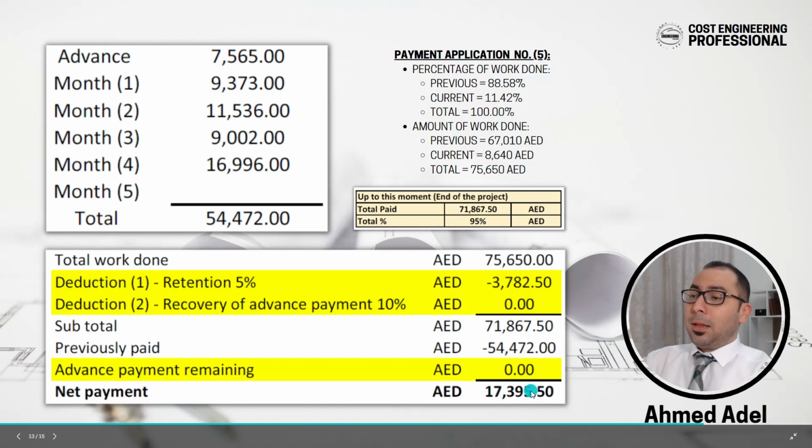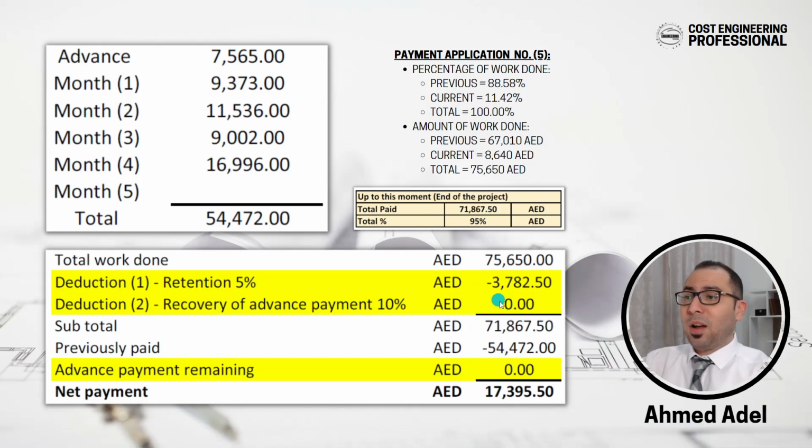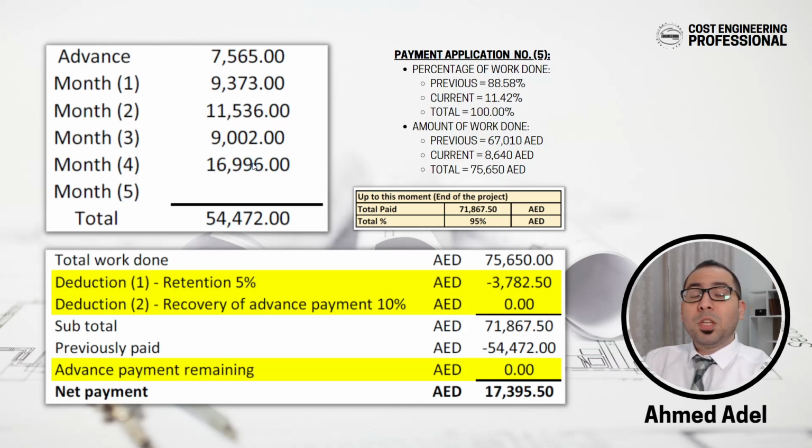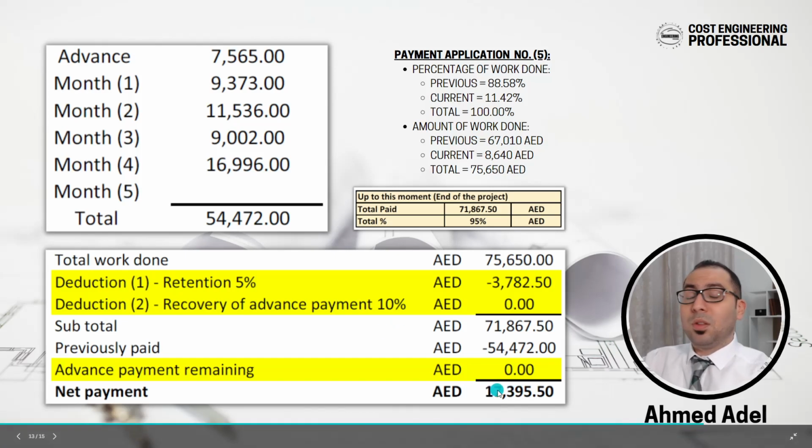17,395. And we will pay this as the payment application number 5, or let's say payment certificate number 5, which will be 17,300, as we can see here. Okay, a very important point here: up to month number 4, how much did we pay? We paid the advance and month 1, 2, 3, and 4. The summation here is 54,000 until month number 4. And for month number 5, we are paying 17,000.